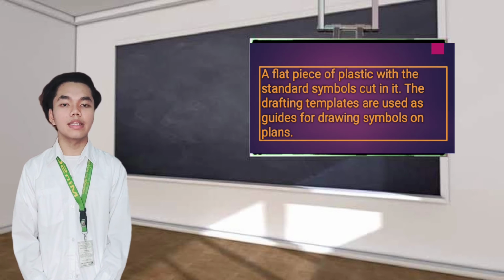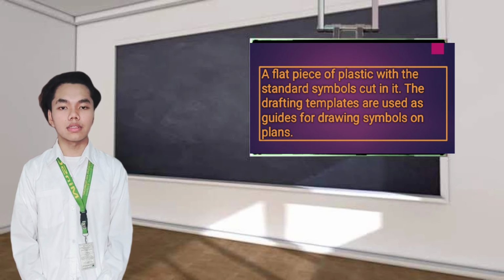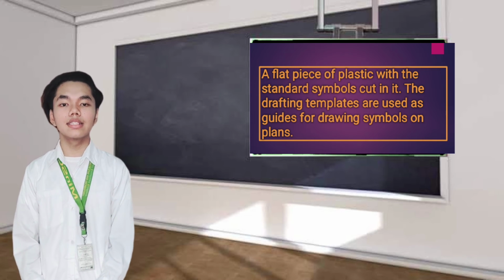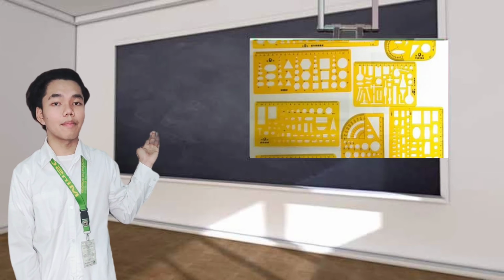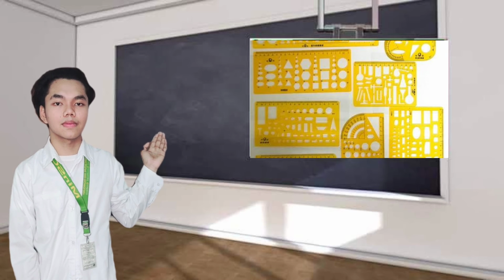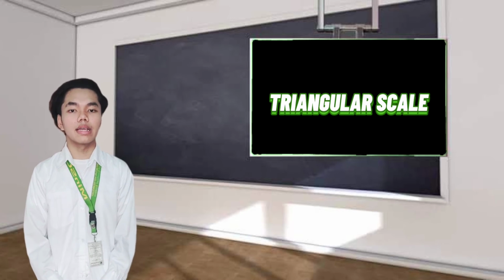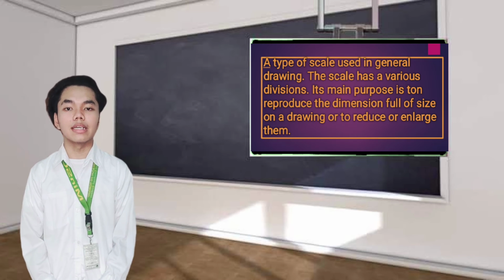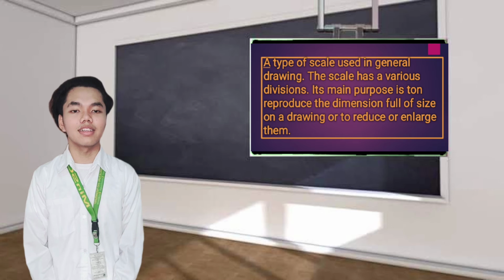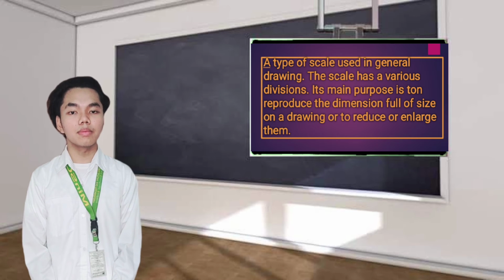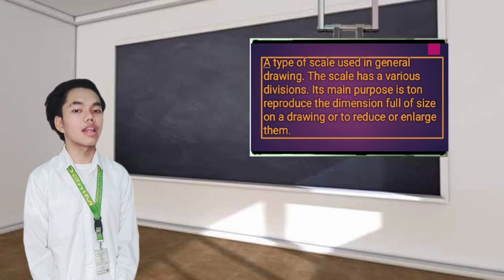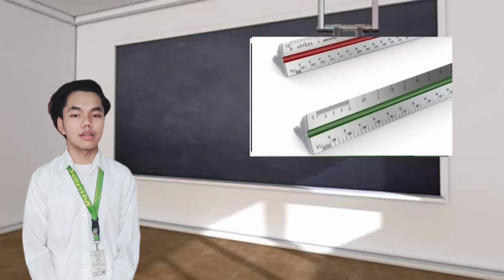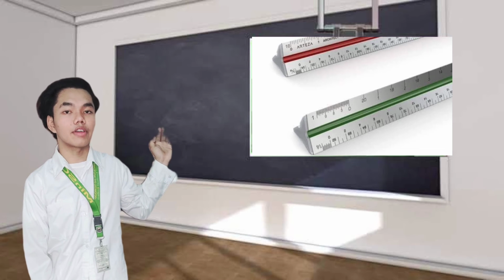Okay. Drafting drawing templates. A template is a flat piece of plastic with standard symbols cut in it. Drafting templates are used as guides for drawing symbols on plans. Here are examples of templates. Next, the triangular scale, a type of scale used in general drawing. The scale has various divisions. Its main purpose is to produce the dimensions at full size on a drawing, or to reduce or enlarge them. This is an example of a triangular scale.